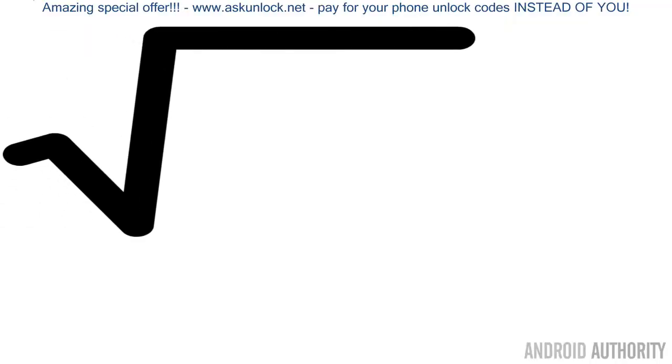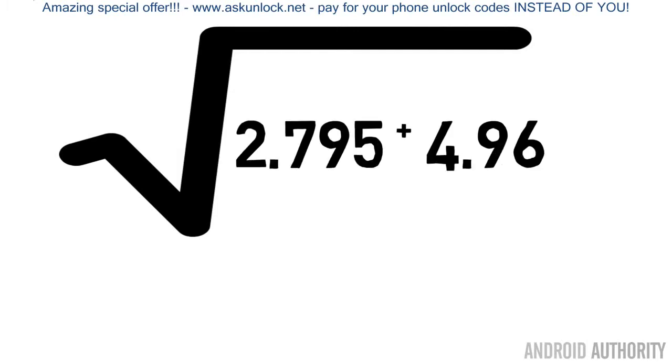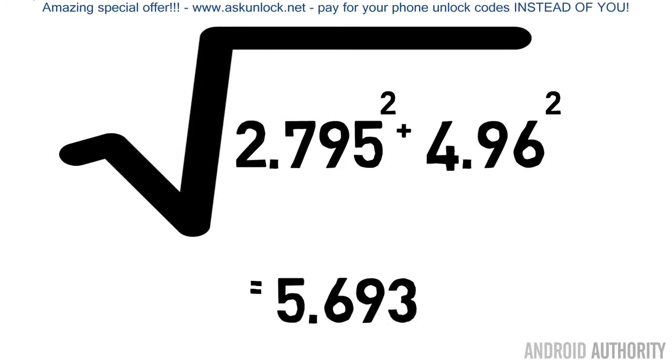So if we look at the Galaxy Note 5, we'll see that across here the display is 2.795 inches and its height is 4.95 inches. Now if you do a bit of Pythagoras, what you actually find is that if you square the width and the height and then you take the square root of it, what you actually get is 5.7 inches.